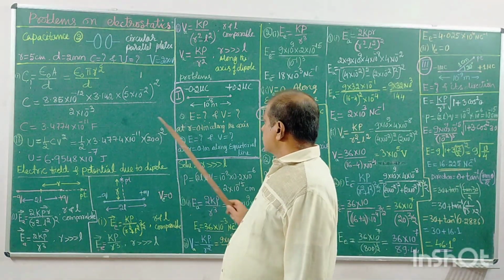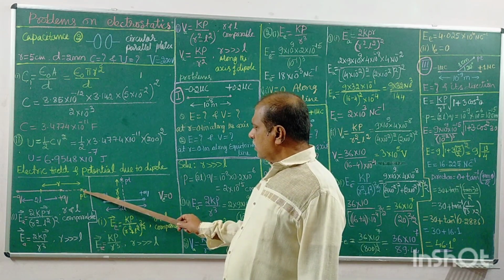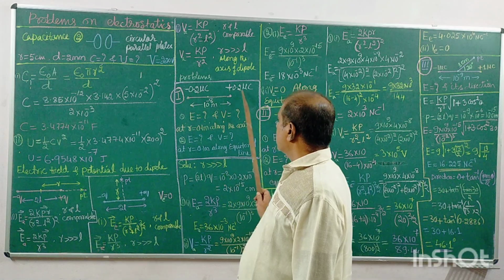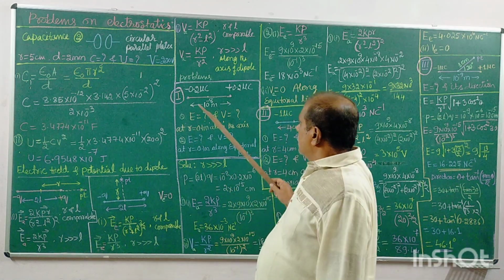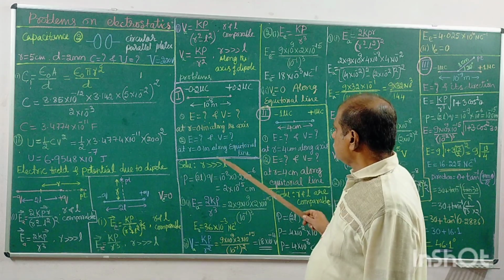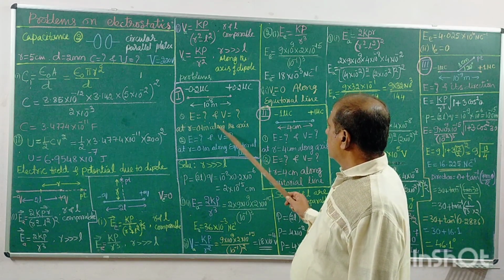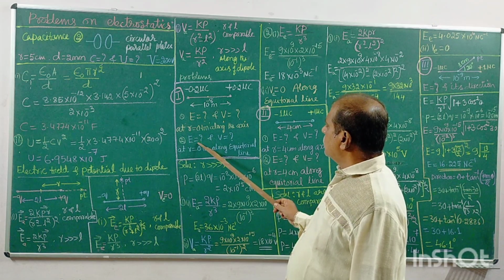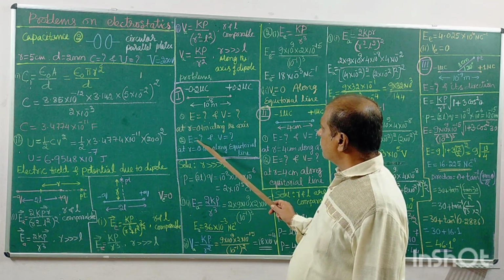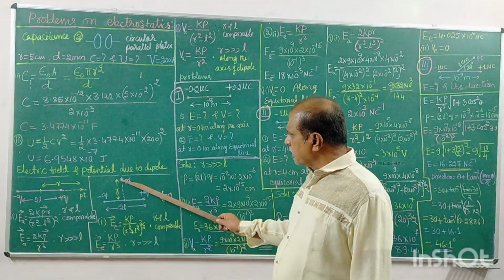R value is given as 0.1 meter. You have to calculate the electric field and potential at this point for this problem. And there is one more problem like this. That is the one along the axis. What is the electric potential and electric field when the point is along the equatorial line like this?